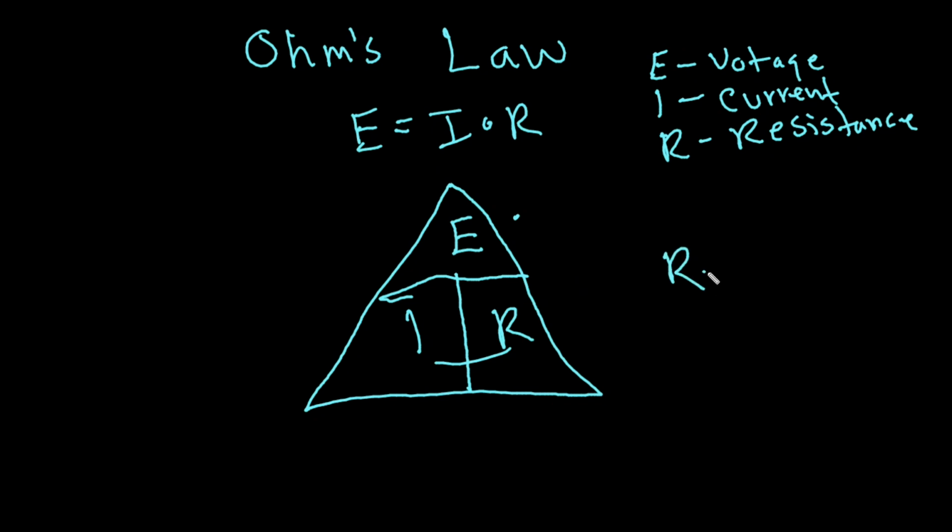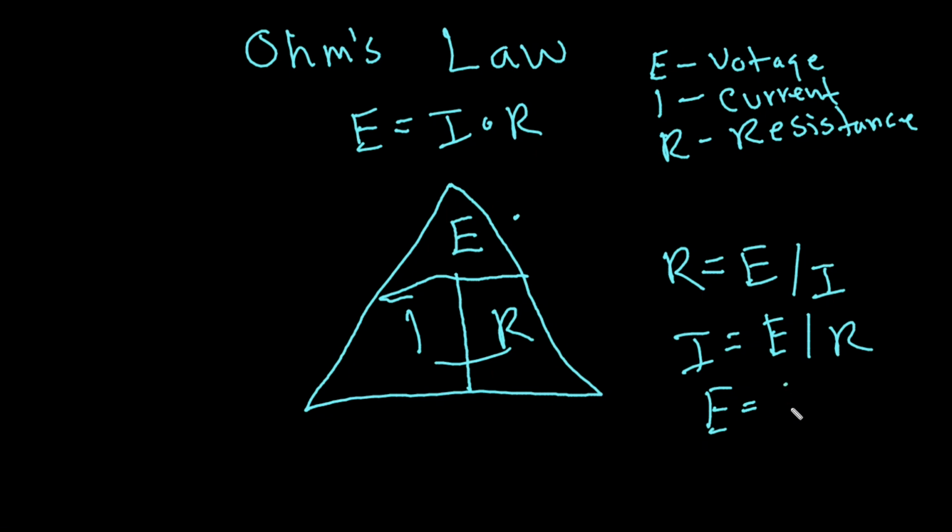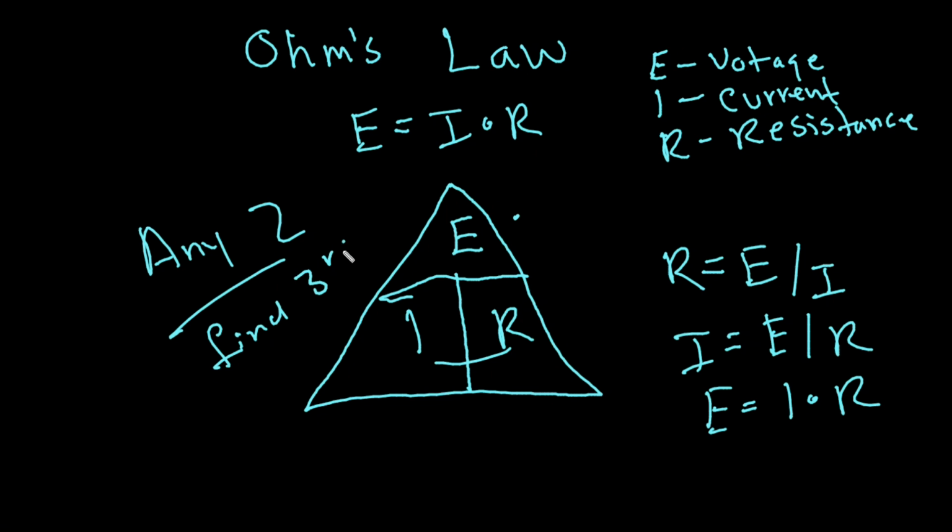Well, what if we need to know what R is? R is E divided by I. And what is I? E divided by R. So we'll just put this one in here too. E equals I times R. So there's all of our formulas. And if you know any two, you can find the third. So now that you know all this, let's put a little problem out there and see if we can solve it.